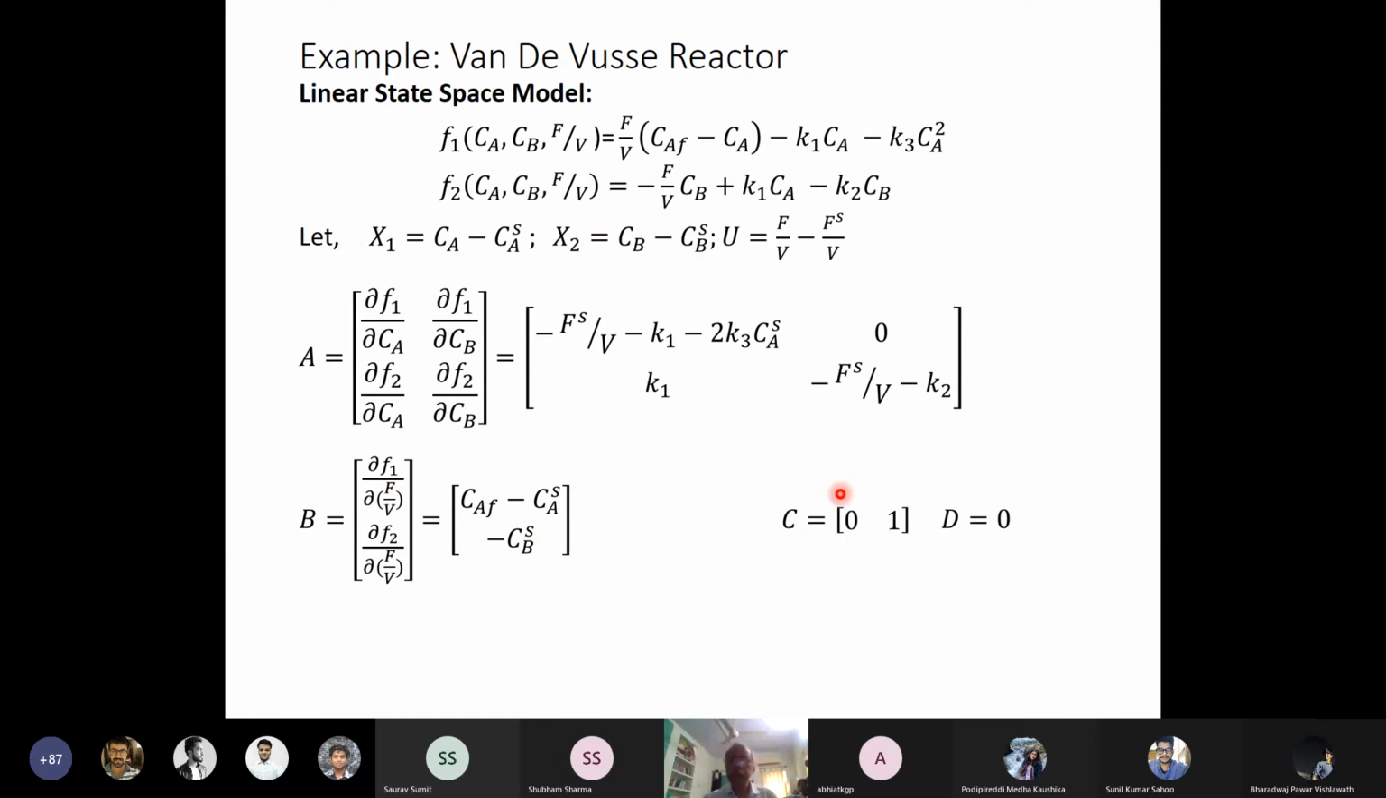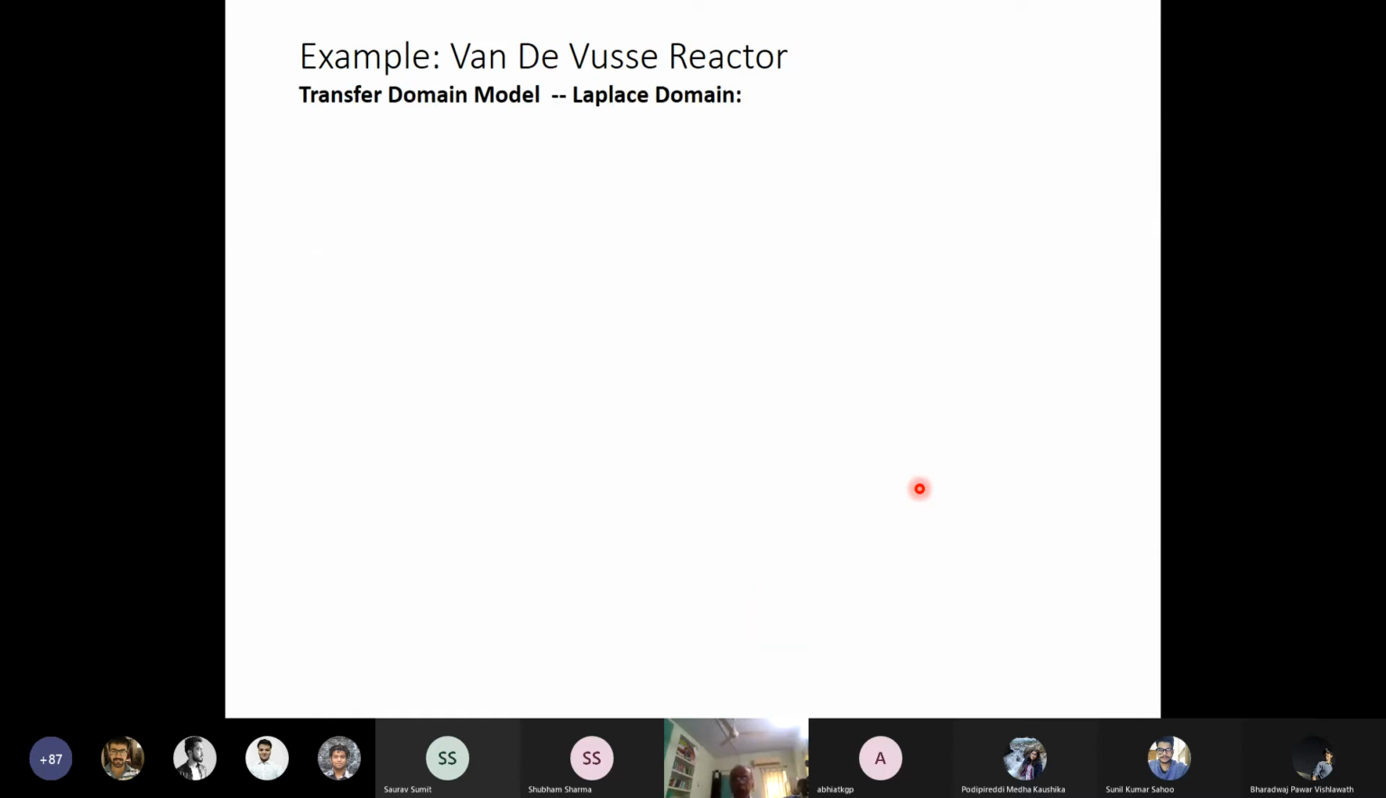And the C will be the same. Basically, the C component is a linear equation, so it will remain the same. C will be 0, 1, and D will be equal to 0. So I will have x dot is equal to Ax plus Bu and y is equal to Cx plus Du. Okay. So this is basically the way we can develop the linear state space model.